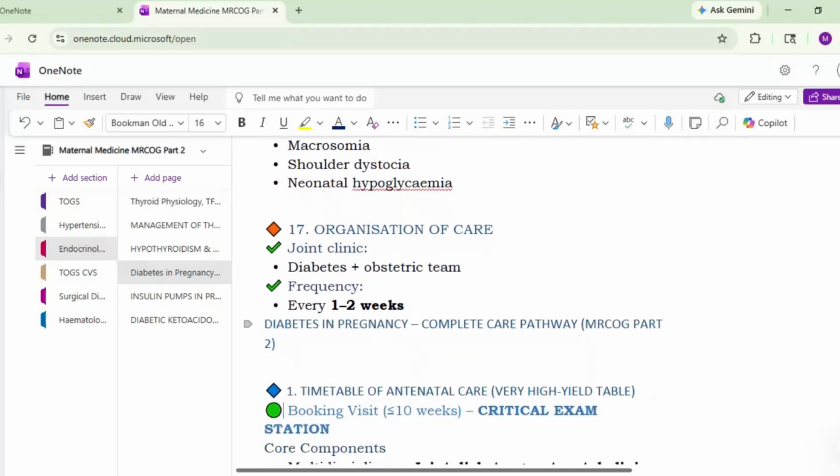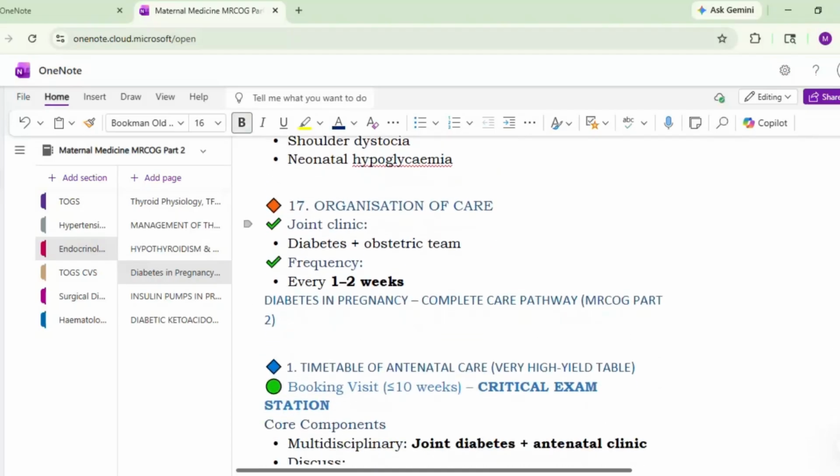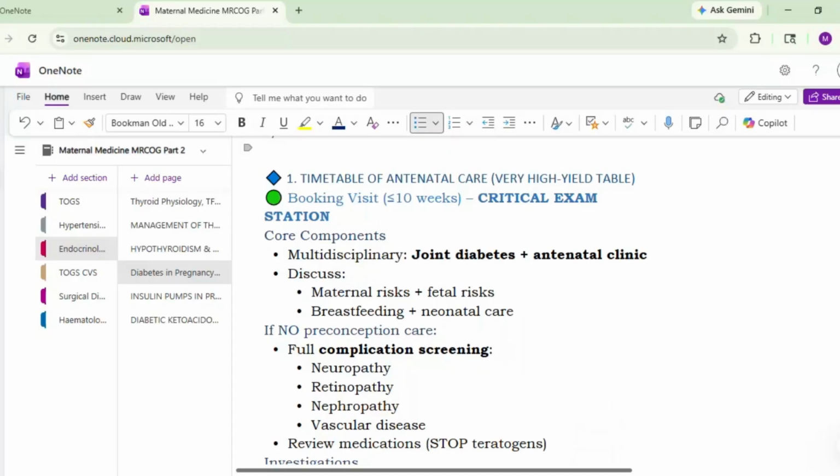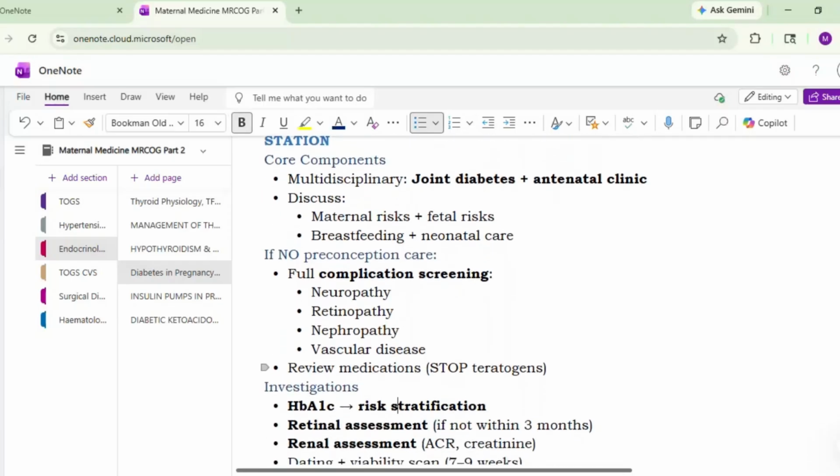So what is the organization of the care? She should be seen in the joint clinic, that is diabetes plus obstetric team. Her follow-up will be every 1 to 2 weeks, and she will be given a timetable of antenatal visits. This also you should remember, what kind of antenatal visits this lady should have. So multidisciplinary, that is joint diabetes plus antenatal clinic. We need to discuss the maternal risk, fetal risk, breastfeeding, and neonatal care. If no preconception care is taken, full complication screening for neuropathy, retinopathy, nephropathy, vascular disease we have to do.